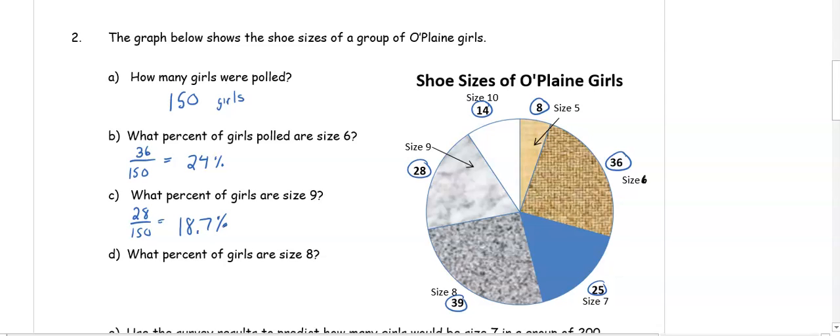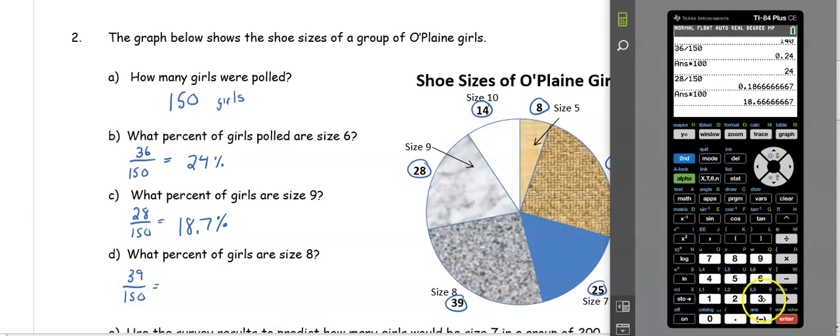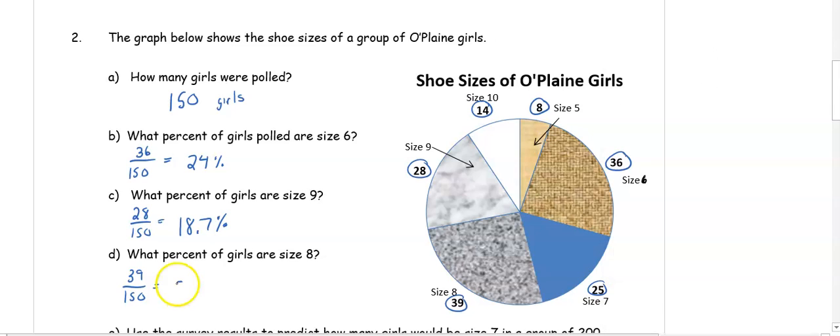What percent of girls are a size 8? For a size 8, there were 39 out of 150 girls. We have 39 divided by 150 times 100, which would get us 26%. Remember, you don't have to use your calculator to multiply by 100. You could also just take the decimal and move it over 2 places to the right.